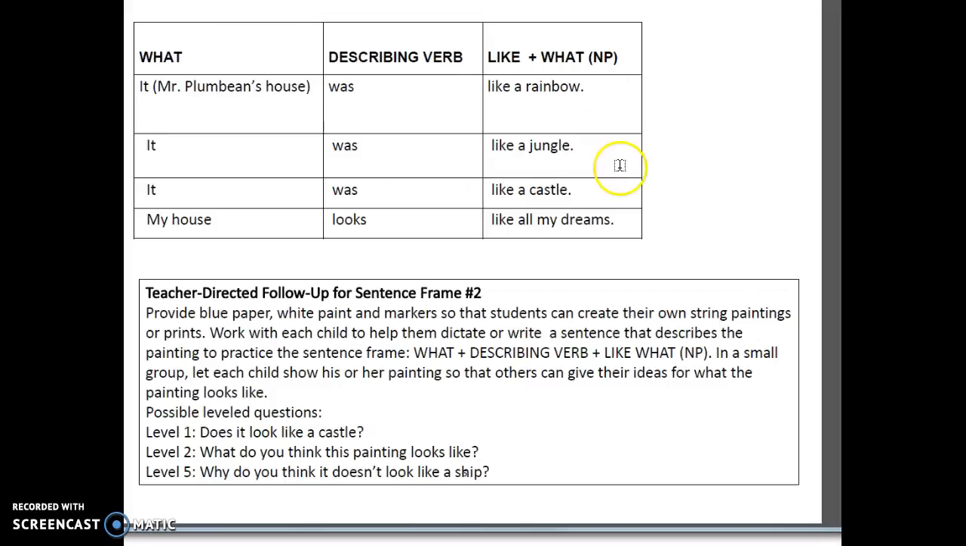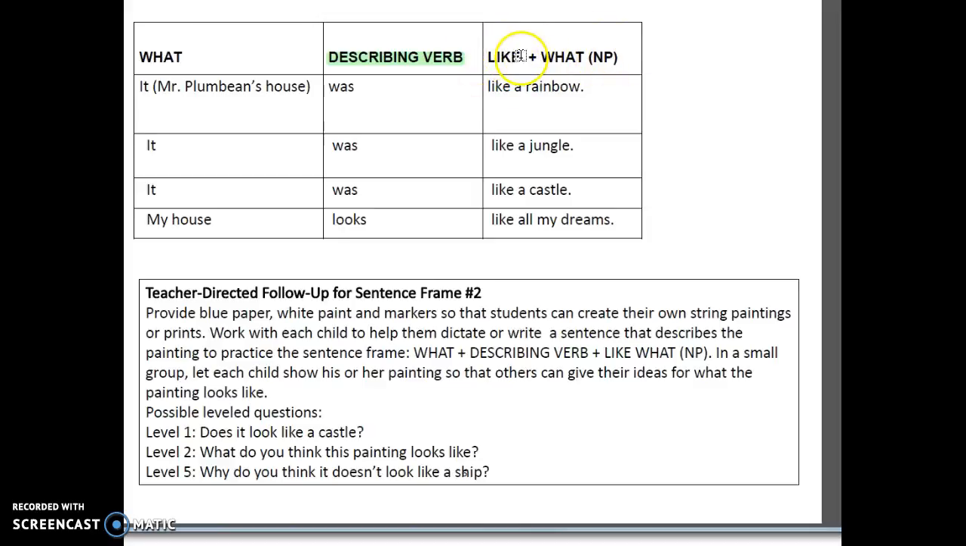I want to also talk about another sentence frame she was introducing. I want to just caution you about this. I would not use this term. Was and looks is not really a describing verb. These are just linking verbs. In linguistics, this is a copula, just like the ones with the adjective phrase and the noun phrases and the prepositional phrases in the beginning, because was in and of itself does not describe anything, right? It just connects the subject with the predicate.